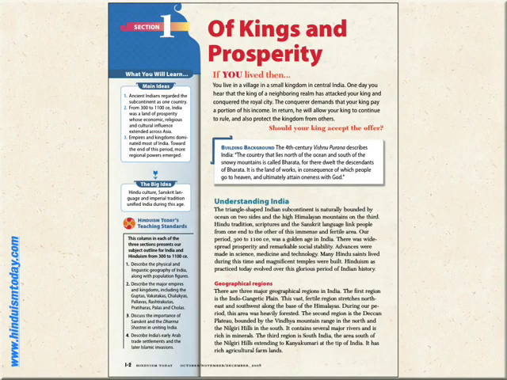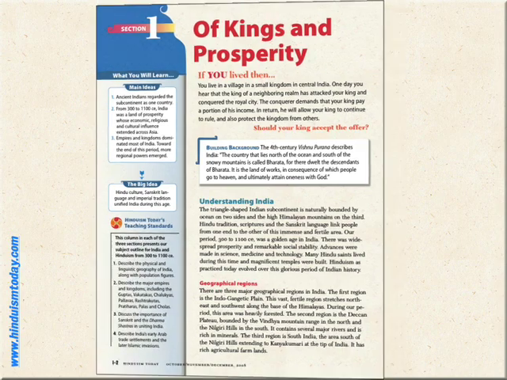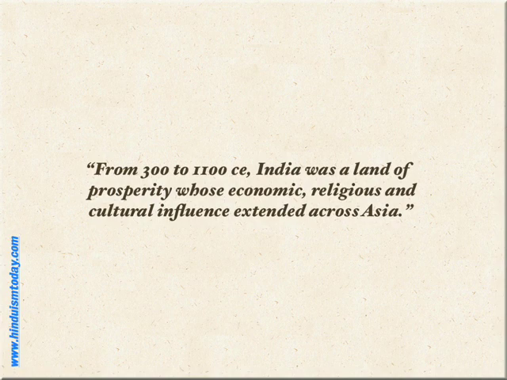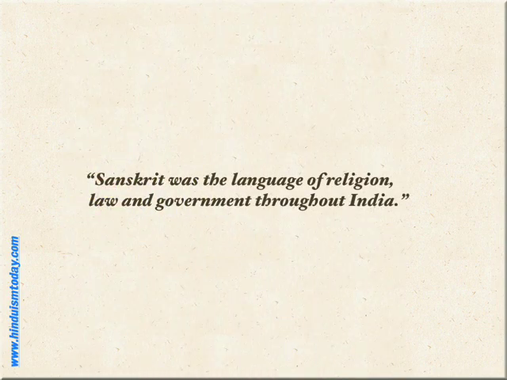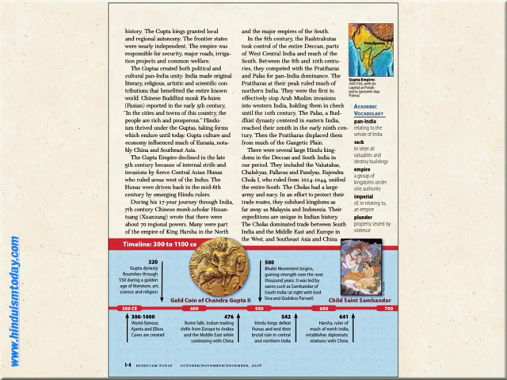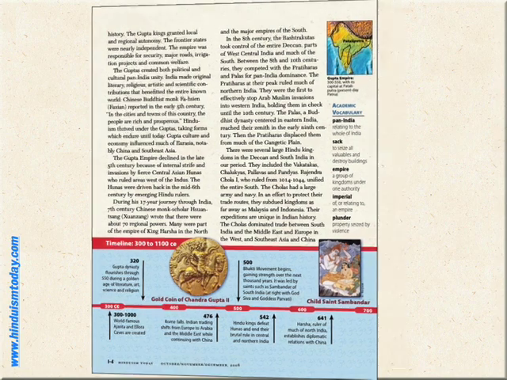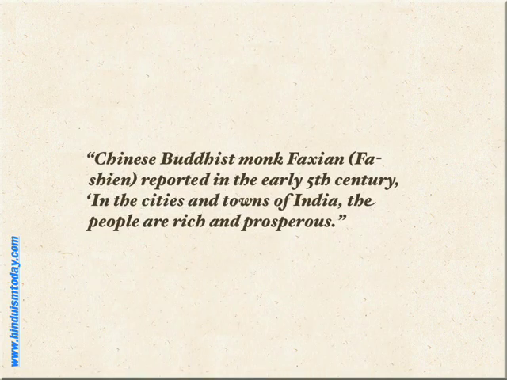This first section covers India's geography, major kingdoms, economy, and principles of government. We'll flip through the pages and quote some highlights. From 300 to 1100 CE, India was a land of prosperity whose economic, religious, and cultural influence extended across Asia. Sanskrit was the language of religion, law, and government throughout India. Chinese Buddhist monk Faxian reported in the early 5th century, "In the cities and towns of India, the people are rich and prosperous."